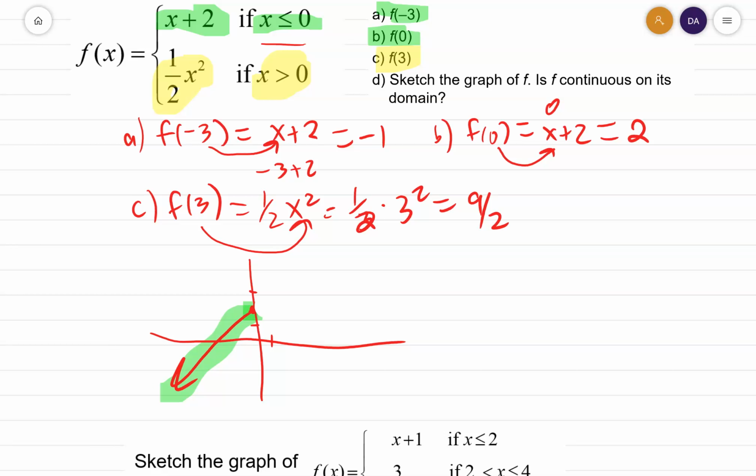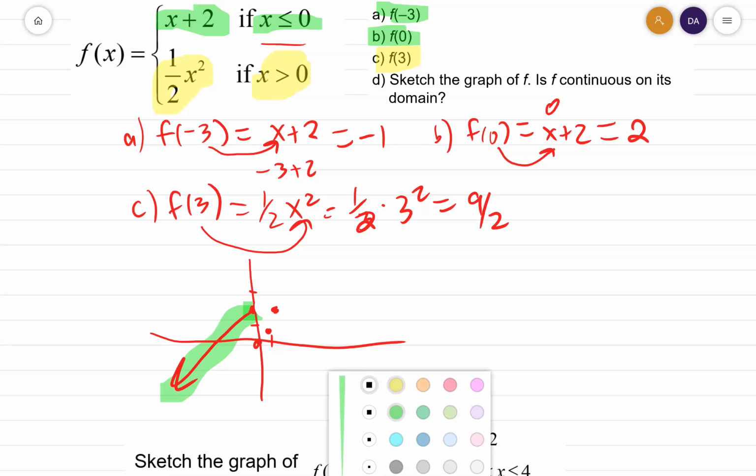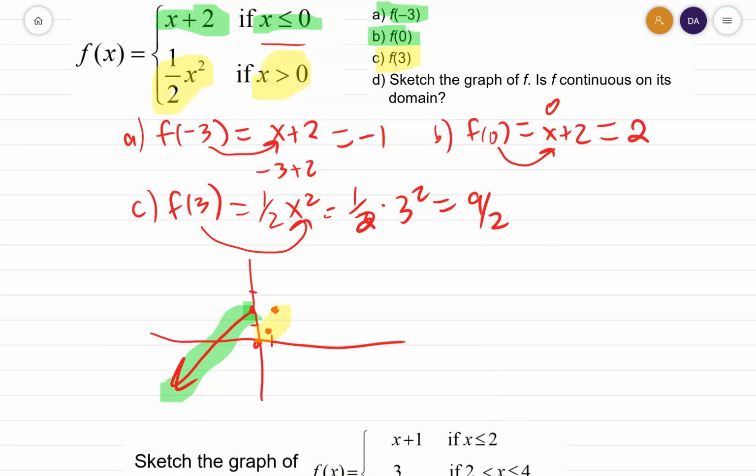What happens at greater than 0? Well, it says graph 1/2 x squared. What does that look like? If I plug in a 0, it gives me 0. 1 gives me 1/2. 2 squared is 4, and half of 4 gives us 2. This is a parabola opening upward. But we don't keep the whole parabola. We only keep where x is greater than 0, so we only keep that right side.